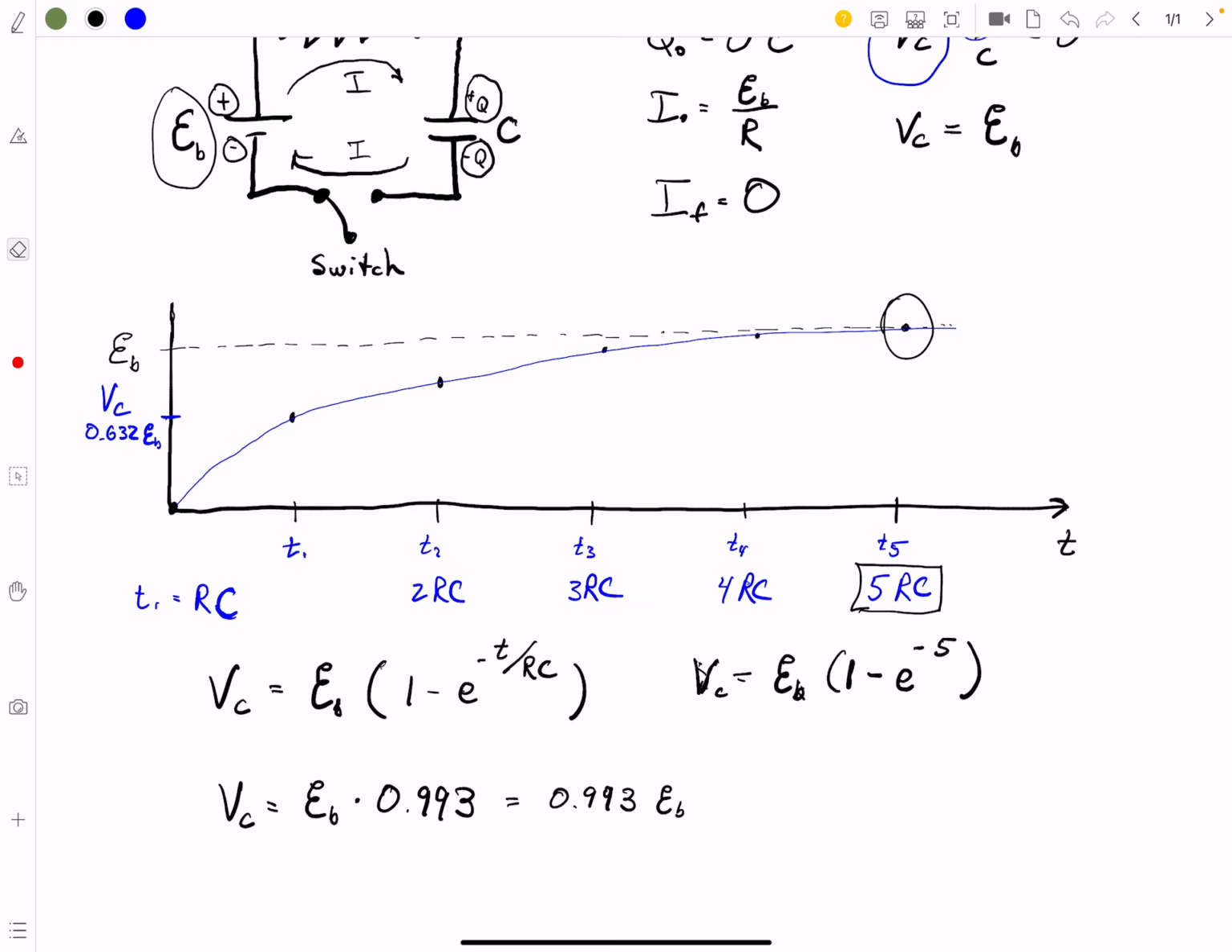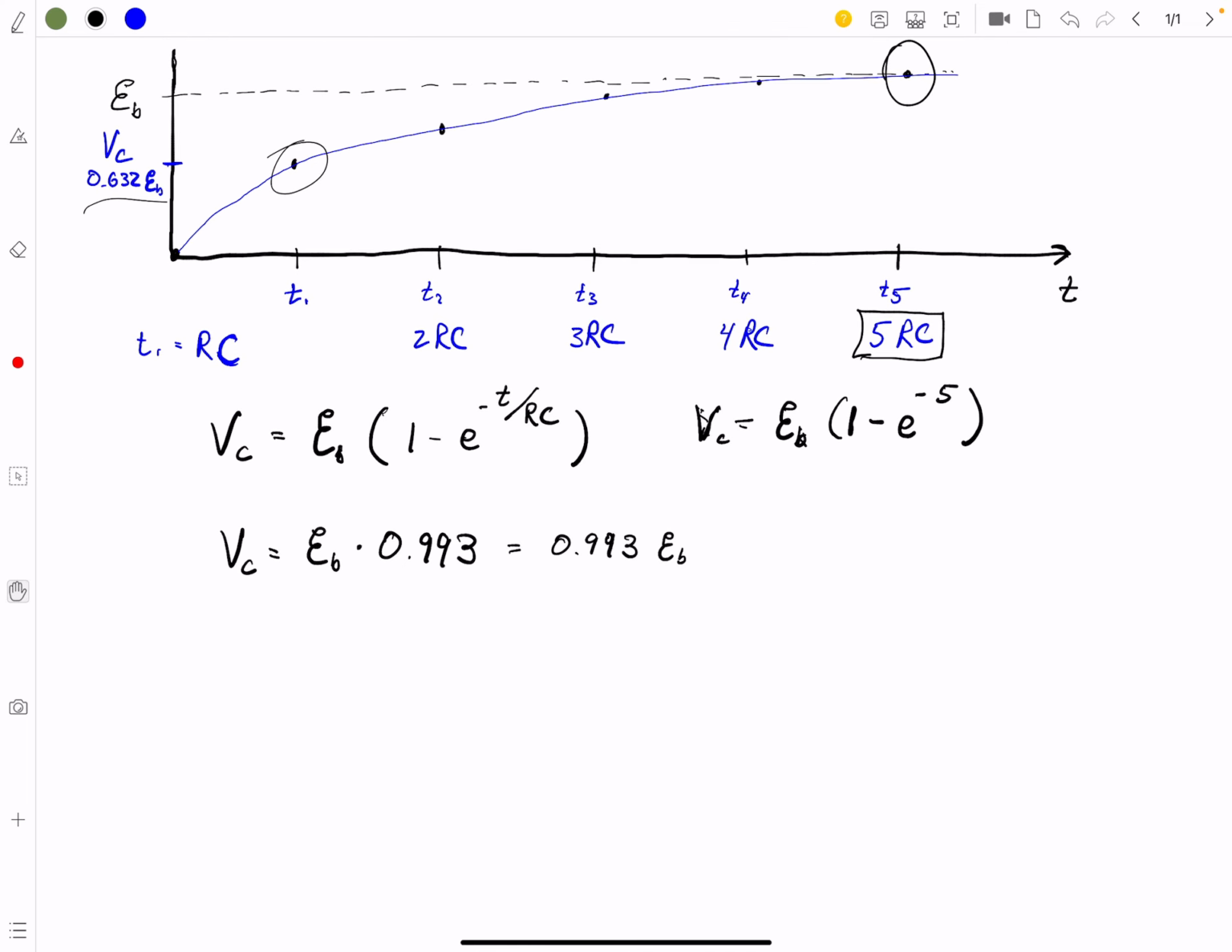And what is it for T1? Hopefully, we'll see that it's 0.632. I'm not even going to do the math. It's 0.632. So there goes the suspense and all that. It makes sense, okay, all of this makes sense.